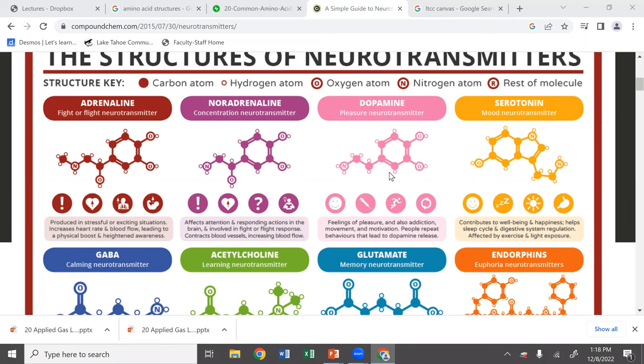And so some of them have familiar names like adrenaline, which is also known as epinephrine, is the same thing as adrenaline. Noradrenaline and norepinephrine are the same thing. But they're basically fairly small molecules, and most all of the different moods and emotions and memory are tied to one or more of these various neurotransmitters.